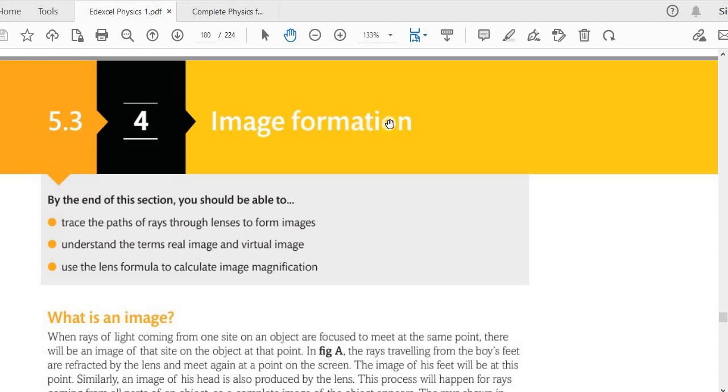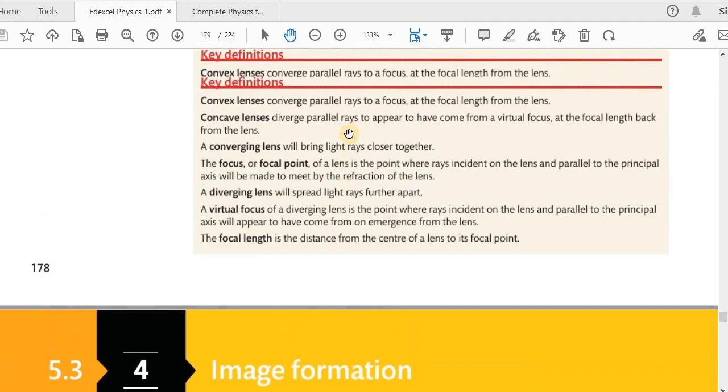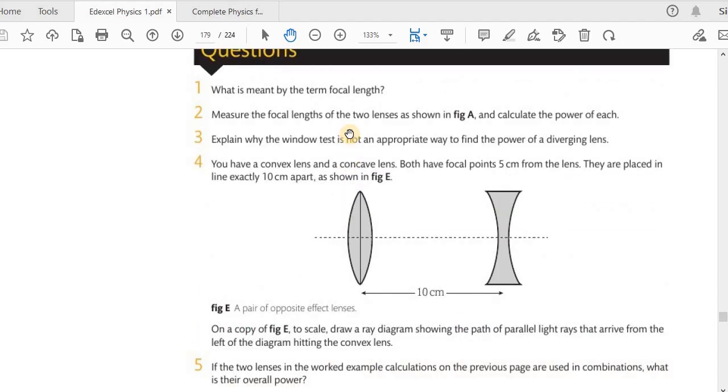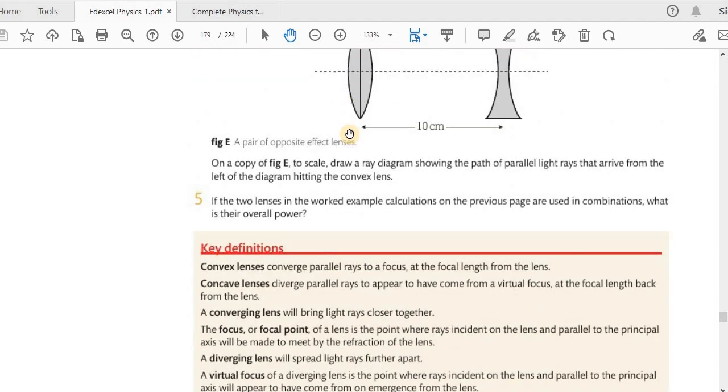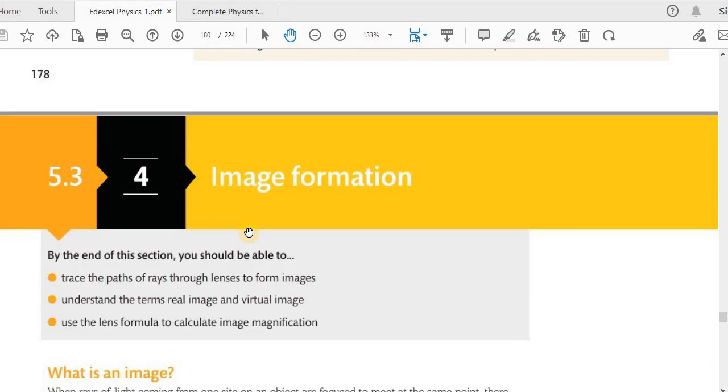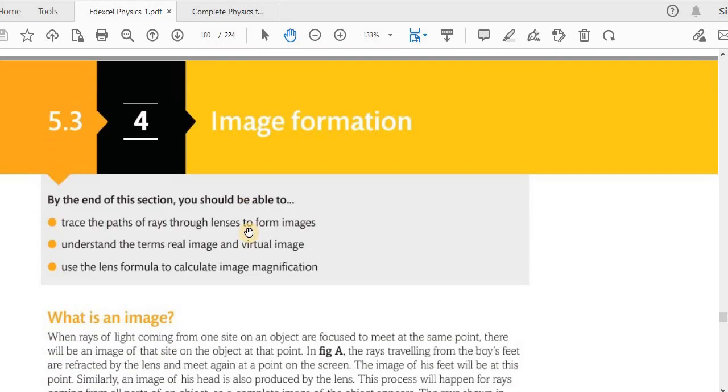The next chapter is 5.3.4 Image Formation. In the previous chapter, we learned about lenses. The convex lens, the concave lens. The convex lens was also called the converging lens, whereas the concave lens was also called the diverging lens. We went through that in the previous lesson. Now we will go to image formation by these lenses.